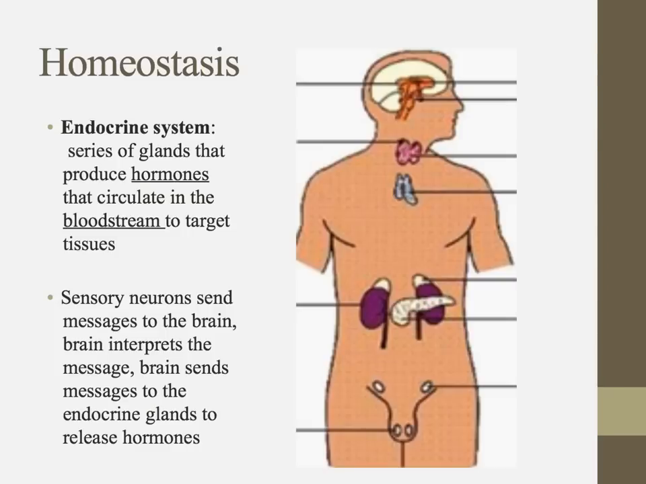Now, homeostasis can be achieved in a variety of ways. We just talked about a physical one like shivering, but it can also be through the production of hormones. And hormones originate in our endocrine system. Your endocrine system is a series of glands that are going to produce hormones, and hormones circulate in the bloodstream. So they literally go everywhere throughout your entire body. How do they only elicit a specific response? Well, that's because they only will affect target tissues.